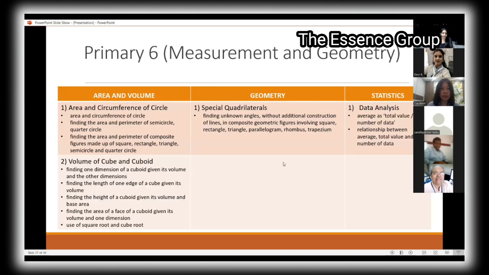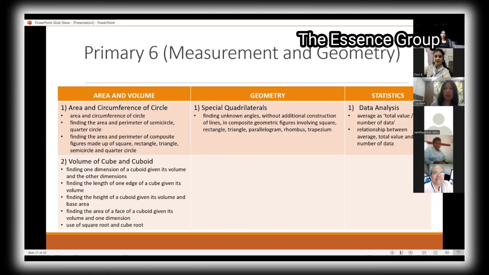Okay, so next up, I'll touch on area and volume. For area and volume, apart from doing the usual cube, we start on circles as well. For circles in primary school, pi will always be given unless they say leave your answer in pi. If not, they will tell you pi is 22/7 or pi is 3.14.